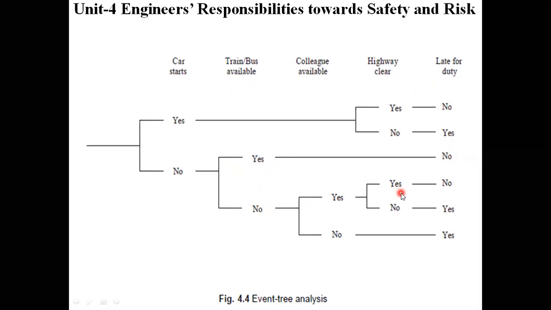హైవే క్లియర్గా ఉంటే ఓకే, we are not going to be late to the office. And if the highway is not clear, then we are late to the office. Similarly, if the colleague is not available, then we are late to the office. These two situations are very bad. Therefore generally we are going to be late to the office. This is a very easy and simple example. Please go through this one again.